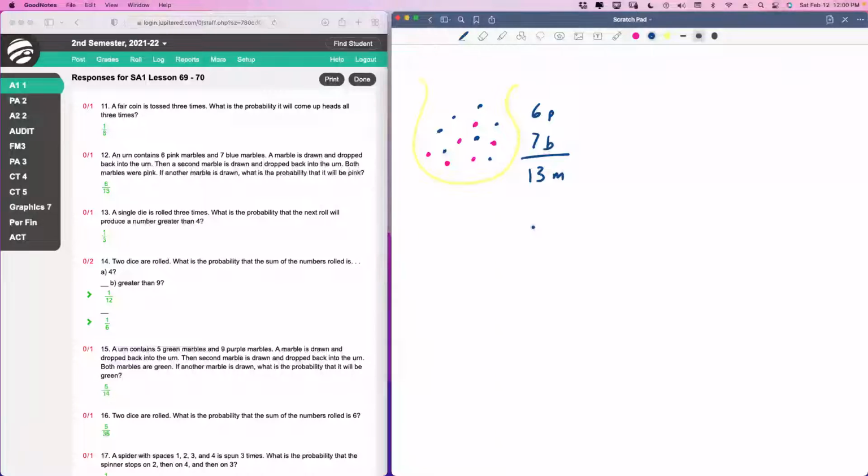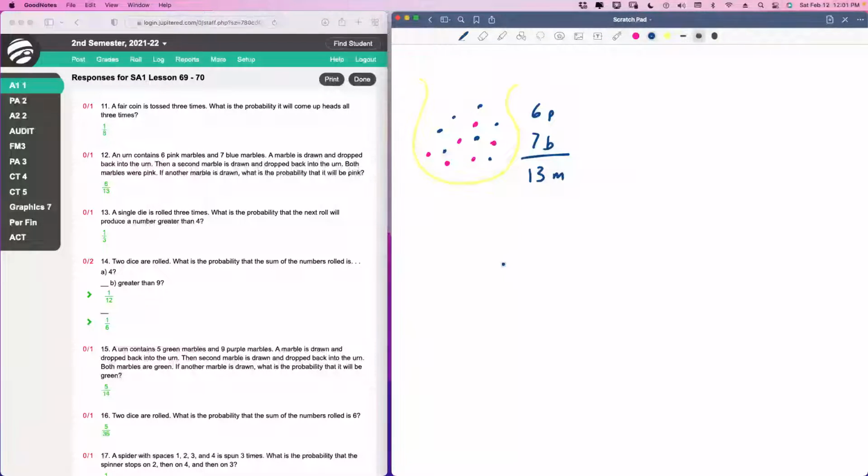So we say that a marble is drawn and dropped back in. That's great. So we still have the same marbles we had to start with. A second marble is drawn and dropped back in. That's great. We still have the same marbles we started with. Both of those are pink. That's great. That's wonderful. They're both pink. If another marble is drawn, what is the probability that it will be pink?